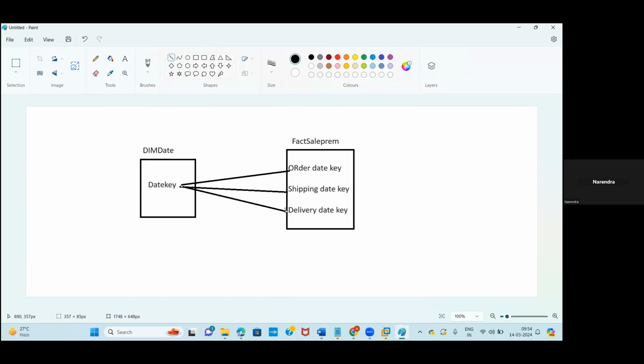Date can be anything, like day, month or year. An order can be made on any date, the shipping date can be any day, the delivery date can be any day. So the date can be anywhere, and it is taken from the date key only, which is in the dim date. This is called a role-playing dimension.